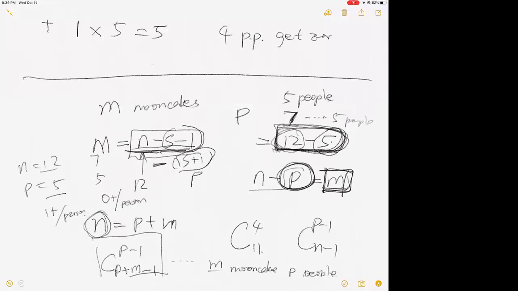N will be the 12, and 5 will be the 5 people. So N is the number of mooncakes when you allocate to people, where each one will have at least 1. And then when we subtract the number of people, we have M. M is the number of mooncakes when we allocate out, where some people may not get any of the M. All right?